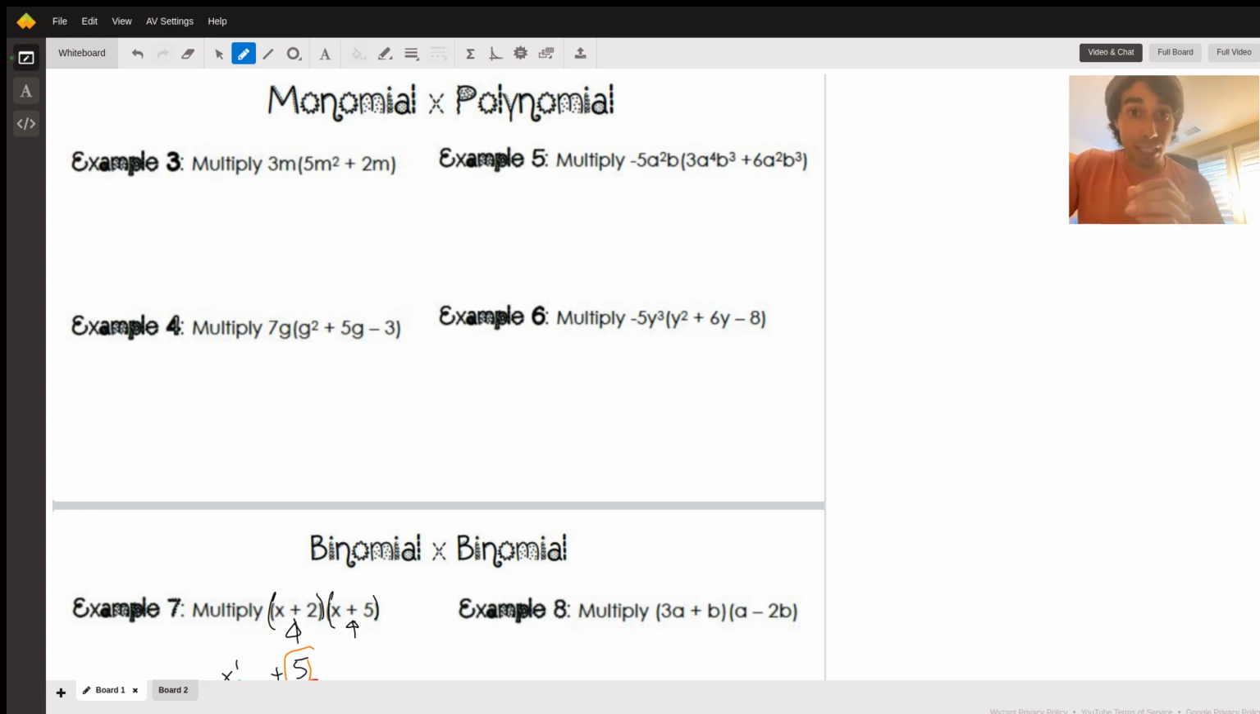Then we've got a 5x to the power 1 and a 2x to the power 1. Same letter, both x, same power. It's both 1s, so those can be added together. So we've got 5 and 2. That's going to make 7x power 1. Plus 10. No other numbers without a letter attached. That plus 10 is going to hang out by itself.